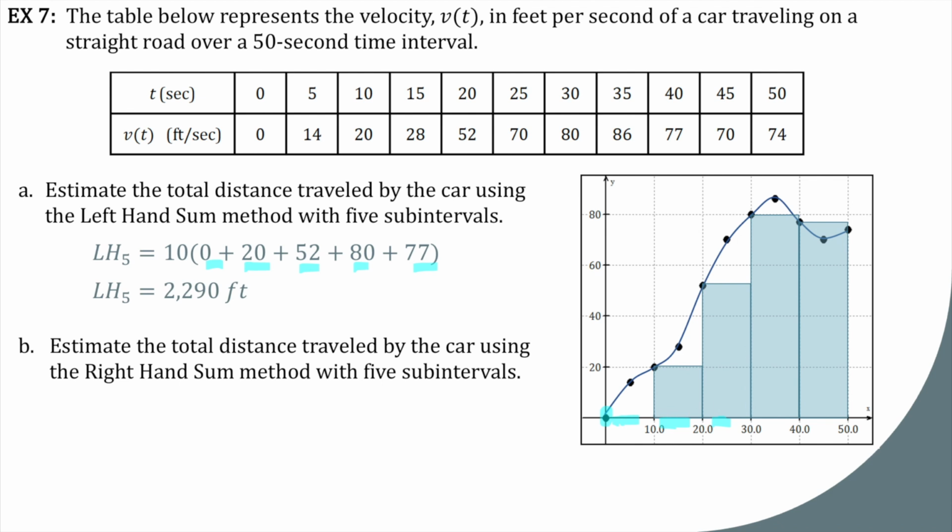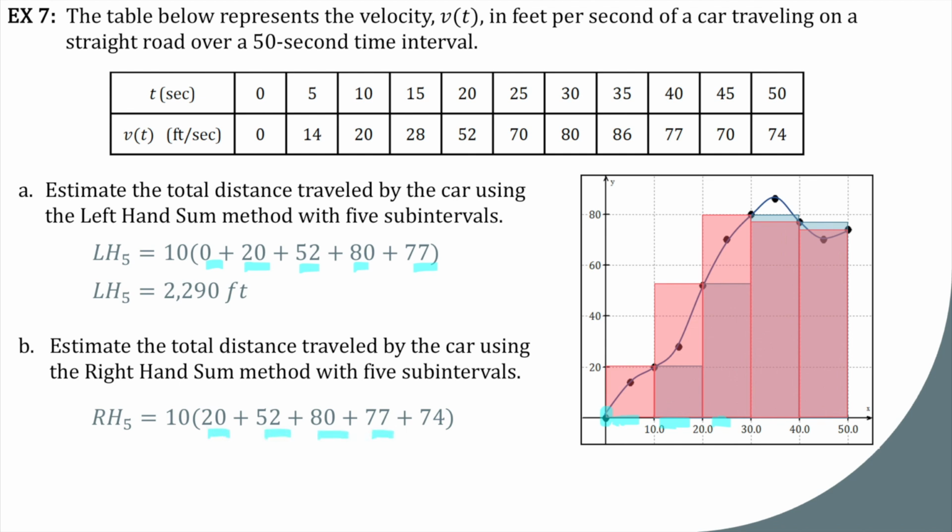Same process, but now let's try a right-hand sum. The first rectangle hits 20. Then the second rectangle hits 52, and then 80, and then 77, and 74. Again, the base for all of them is 10. Then we add all those heights together, multiply it times the base, and the right-hand sum gave us an area of 3,030 feet.